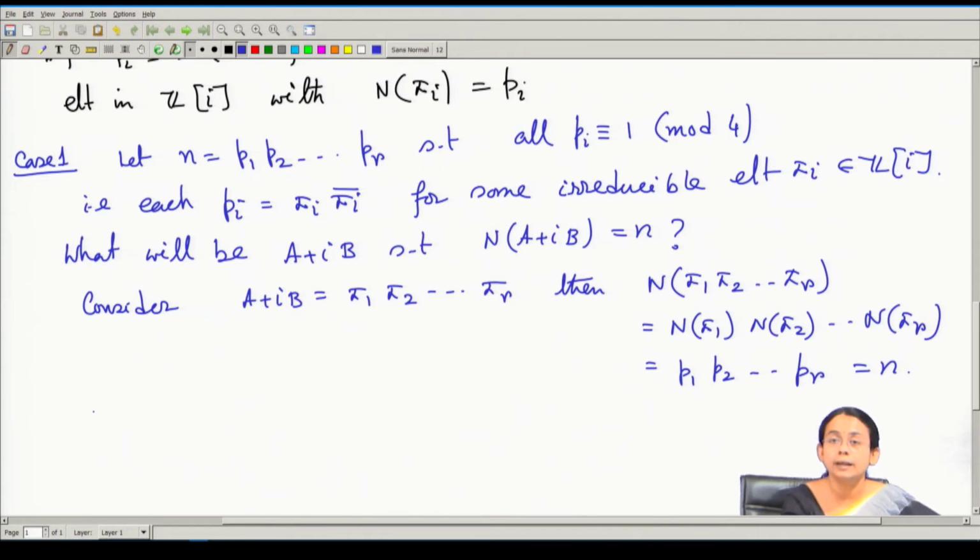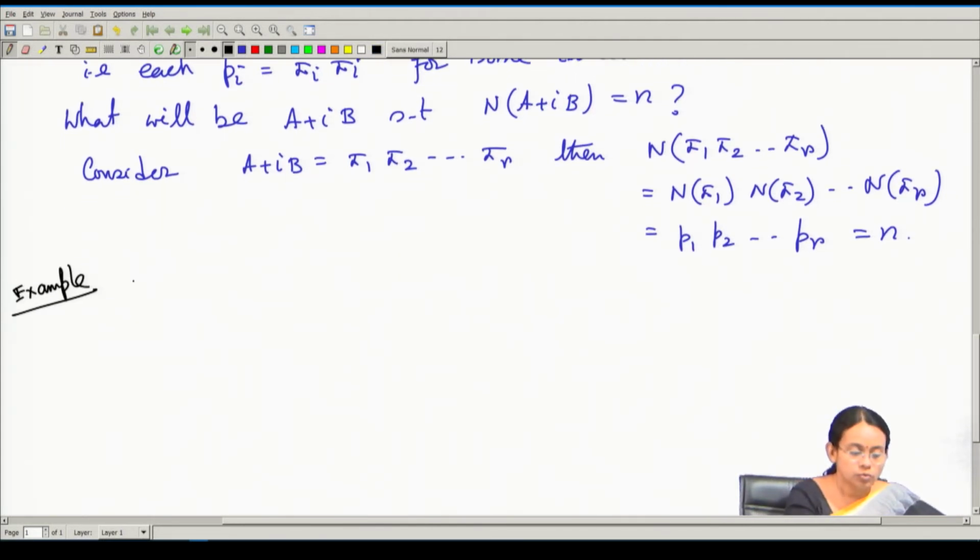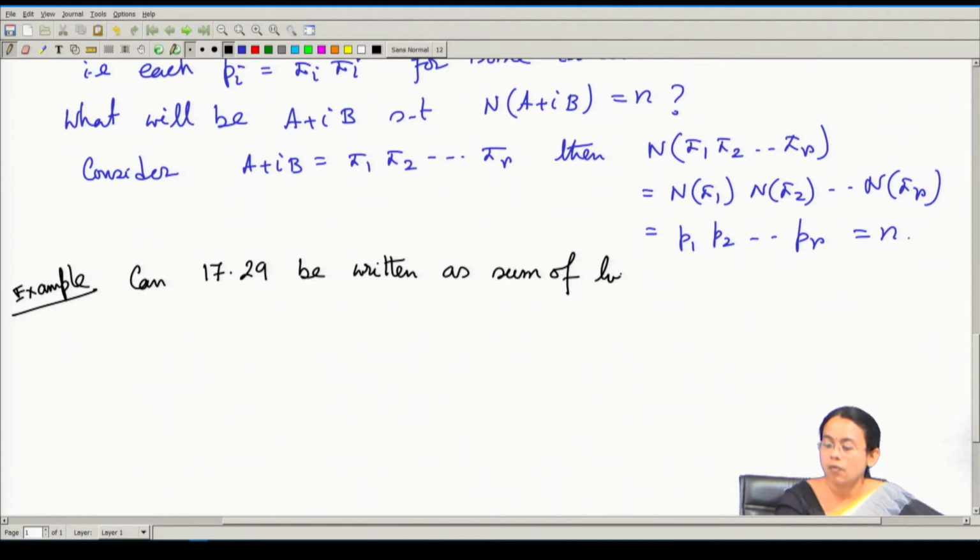So, let me help you out with an example. Let us consider the following example. The question is, can the integer 17 into 29 be written as a sum of two squares? You would like to see whether this integer can be written as a sum of two squares. You can first note that 17 and 29 are primes, and both of them are congruent to 1 mod 4.